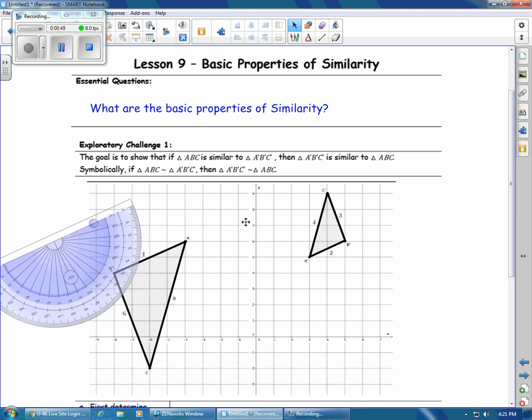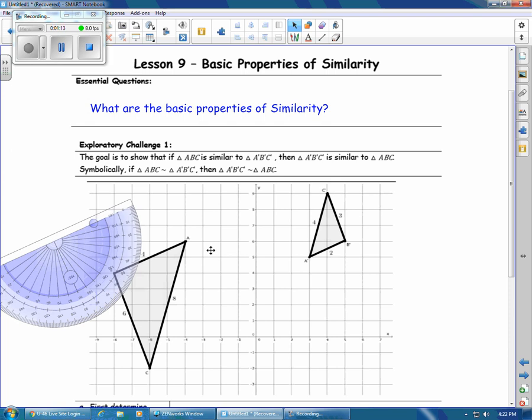Okay, we've got two triangles that are different sizes. They look like they're similar. And perhaps I could figure out a scale factor and see if I can translate one on top of the other one or do rotations or whatever it might take for me to get one to map on top of the other. But there are also some other ways that I can prove the similarity.